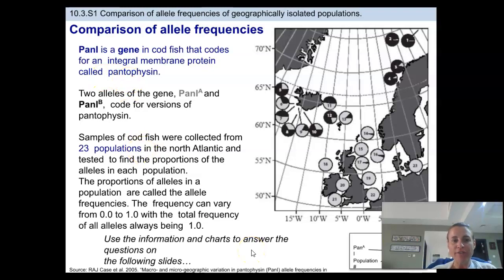These are in codfish, and they were collected in 23 populations and tested to find the proportions of the alleles in each population. Remember the frequency can go from 0.0 to 1.0. The total frequency would always add up to 1. You can see there will be some that only have one particular allele, and over here where there's a little pie chart, you can see that there are 2 alleles.